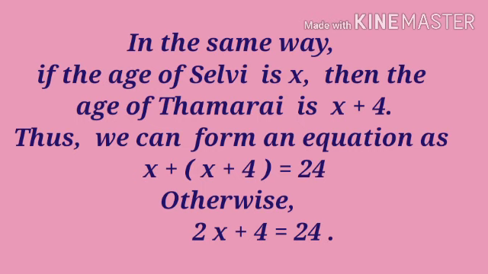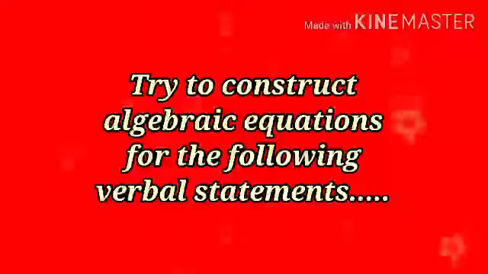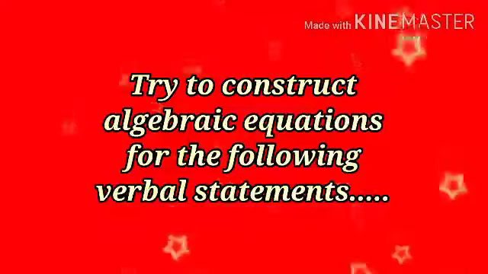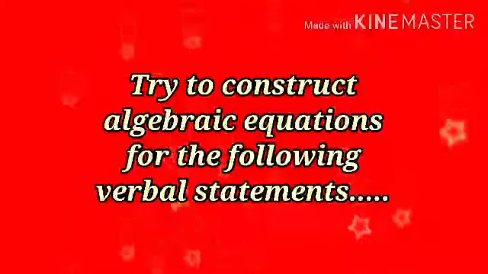Thus, we can form an equation as x plus 4 is equal to 24. Otherwise, x plus x is 2x, so 2x plus 4 is equal to 24. Hence, an equation can be looked as an algebraic expression equated to either a constant or any other algebraic expression. Try to construct algebraic equations for the following verbal statements.